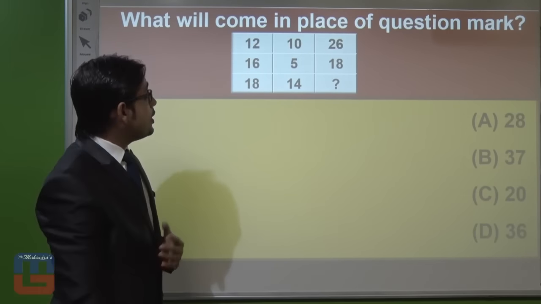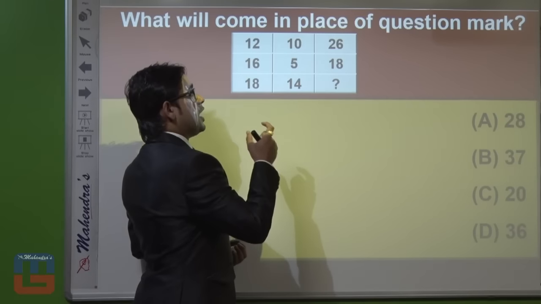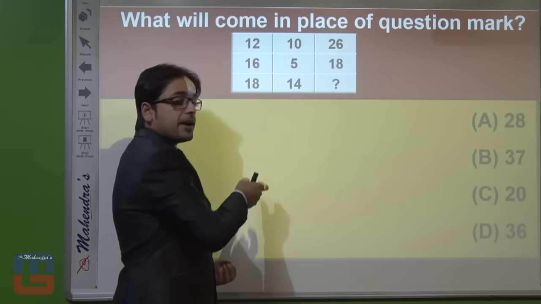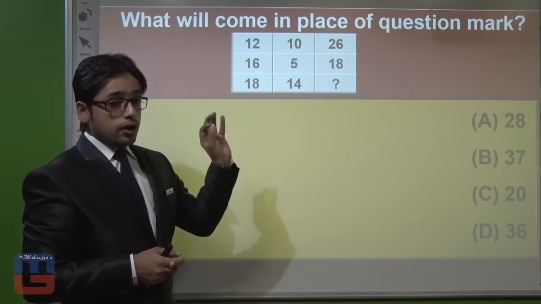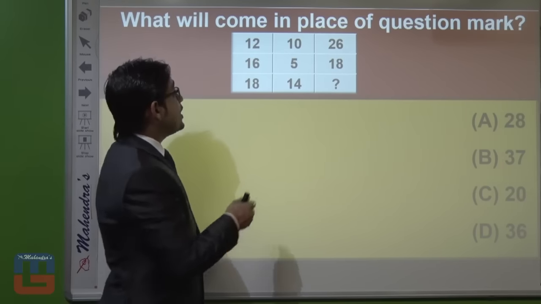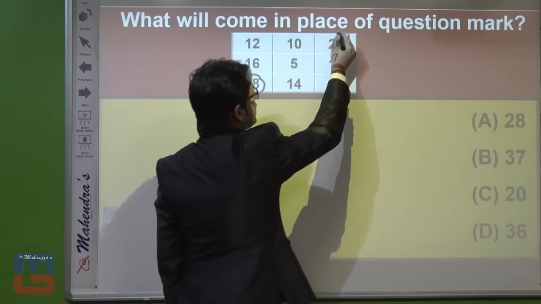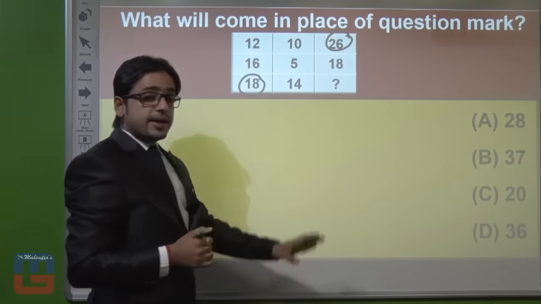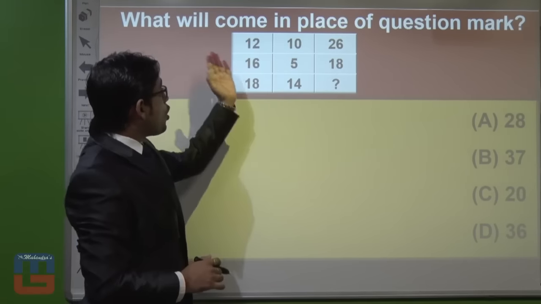The first basic pattern is, if the numbers are higher in a vertical manner, then try to solve the question vertically. If the value is higher in a horizontal manner, then try to solve it horizontally. Like you can see here, 18 is written over here, and 26 is written over here. 26 is greater than 18, so first try to solve the question in a horizontal manner.